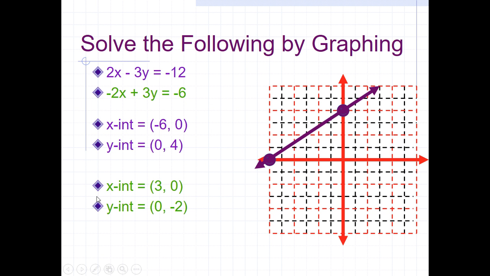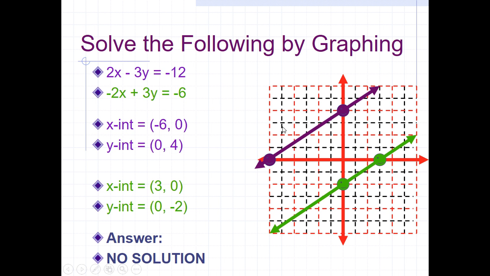The next one, I've got the intercepts labeled here already as 3, 0 and 0, -2. When I draw those two lines, there is no intersection. They're parallel. That would not be your answer, though. When you see that you have parallel lines, you would have to tell me that it is a no solution. So give me a no solution as your answer, and that one's looking good.